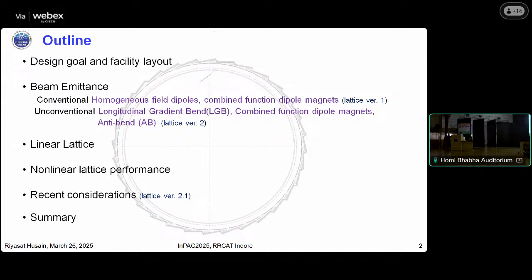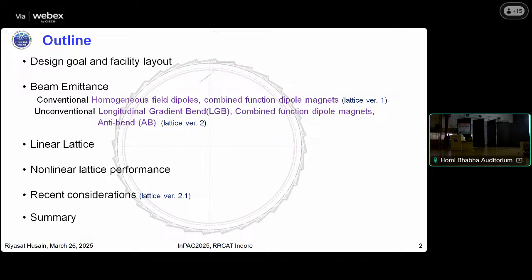So the outline of this presentation is: I will give you the design goal of this facility and the facility layout. The ultimate goal of this fourth generation light source is to have a lower beam emittance to enhance the photon beam brightness. There are conventional means of minimizing the beam emittance based on the homogeneous field dipole, including the combined function dipole magnet. This is the workhorse for the third generation light sources in general. For the fourth generation light sources, there are different profiles in the dipole magnets. One is the longitudinal gradient bend, also including the anti-bending in the focusing quadrupole magnets.